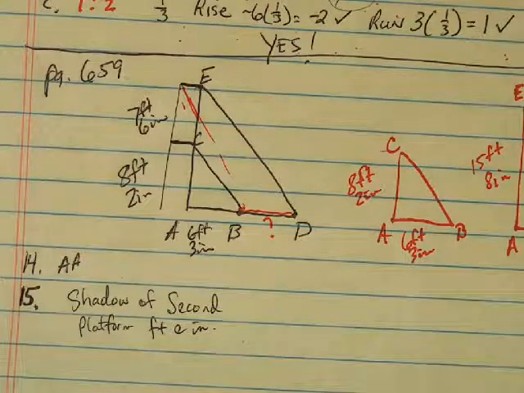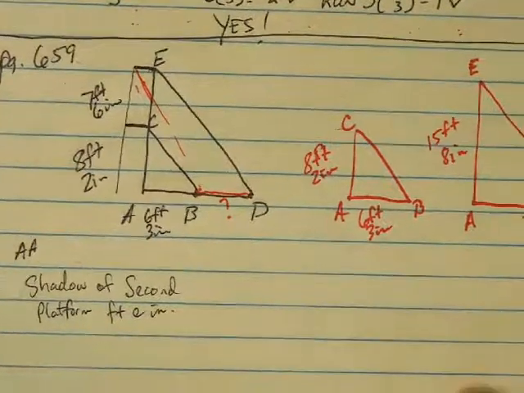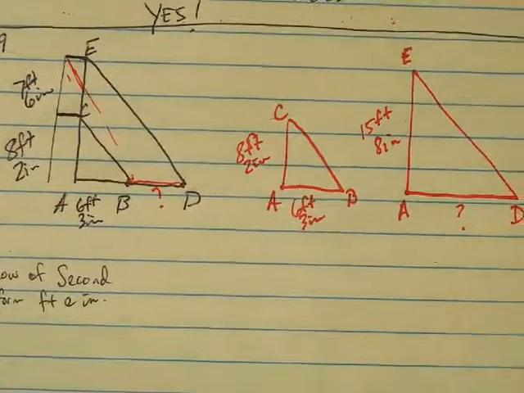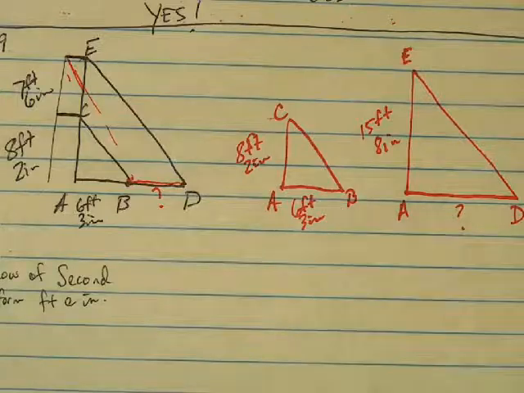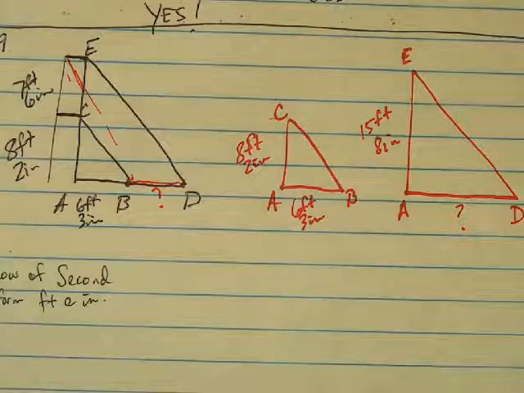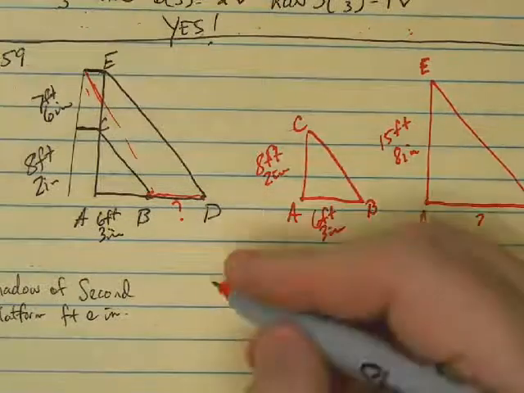So what we have to find then is the length of the entire thing, which is AD, and then subtract away AB. That's what we've got to find. That's the shadow of the second platform. Okay, all right, so here we go.